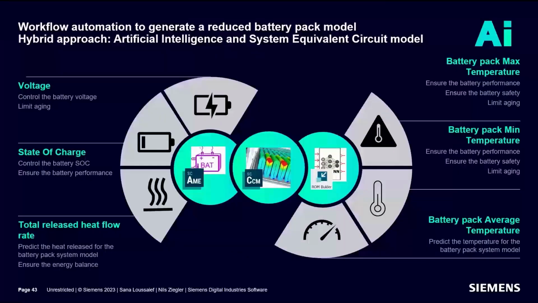Now, once the key results from 3D are determined, let's move to the workflow automation to generate a reduced battery pack model. The model architecture we offer here is the following. The battery pack minimum, maximum, and average temperatures are predicted using an artificial intelligence approach, while the voltage, the state of charge, and the heat released are predicted using a system equivalent circuit model. So this is a hybrid approach using both artificial intelligence and system equivalent circuit models.